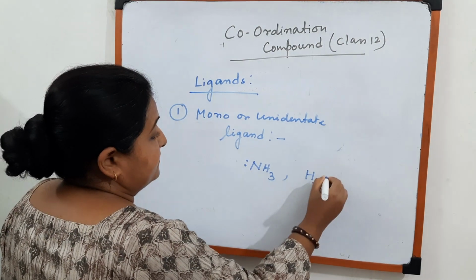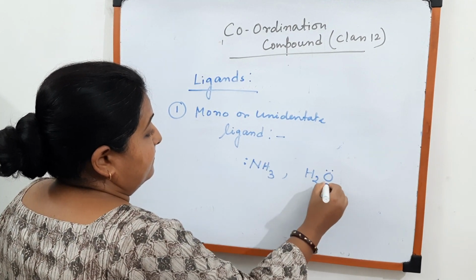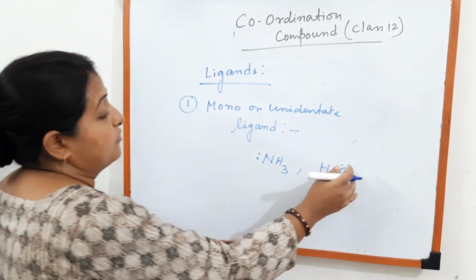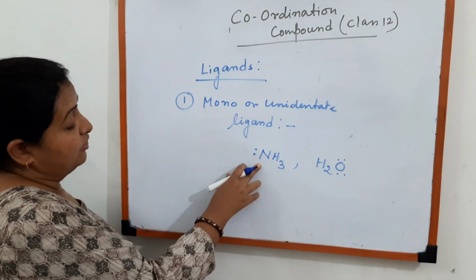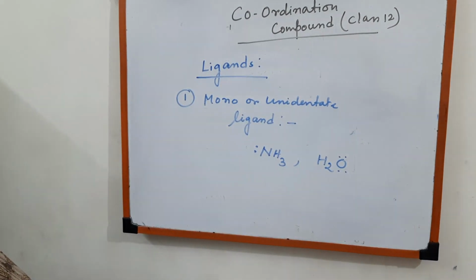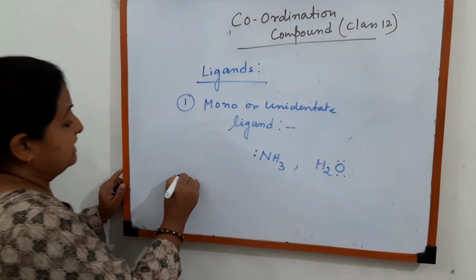Water. The coordinate bond will form from oxygen side. Here the coordinate bond will form from nitrogen side. So these are example of monodentate or unidentate ligand.